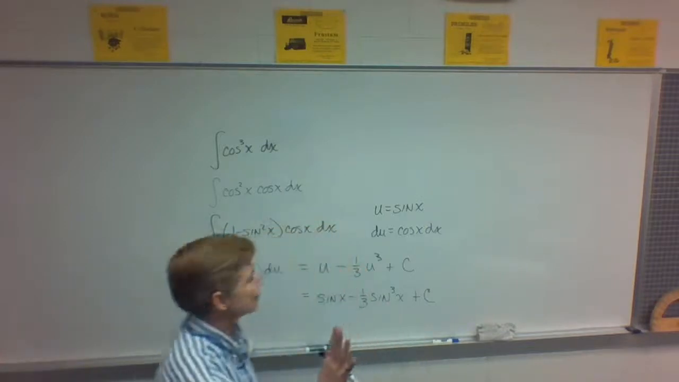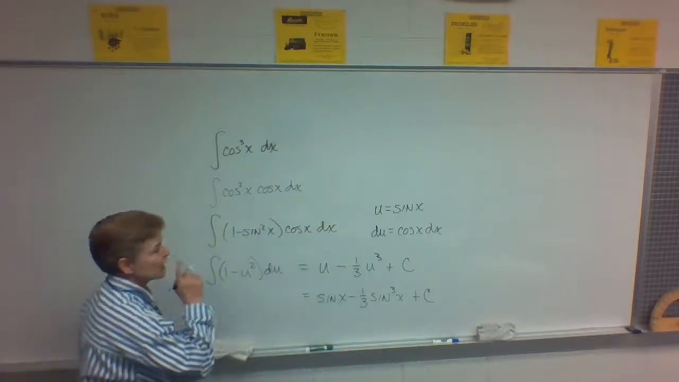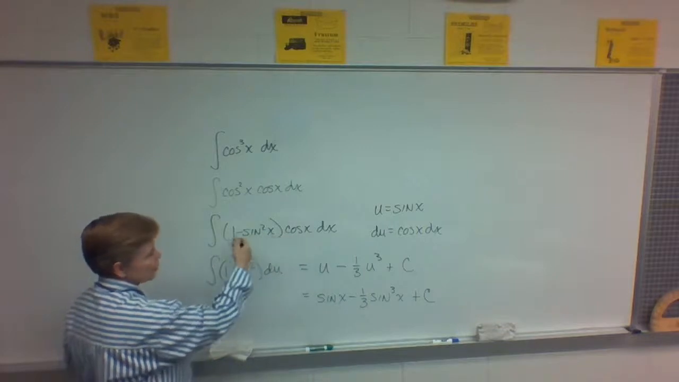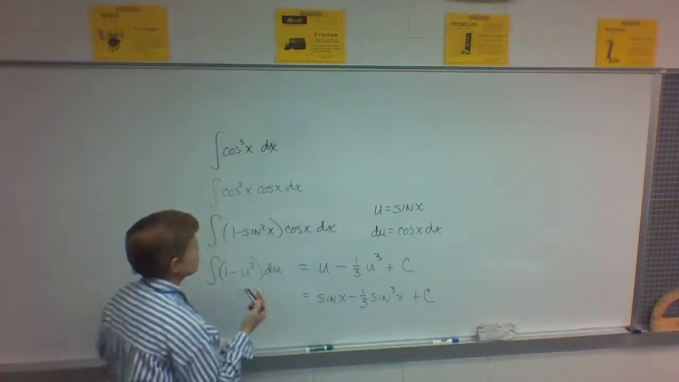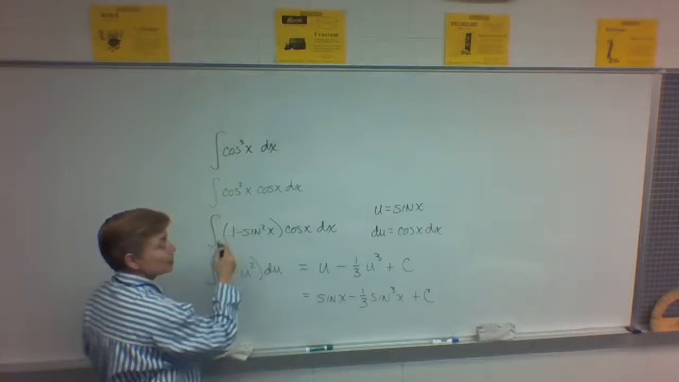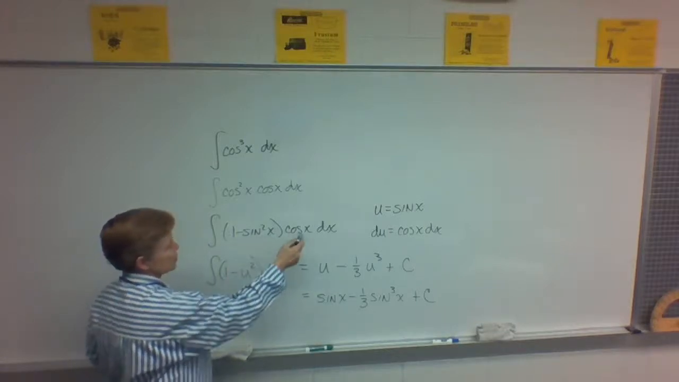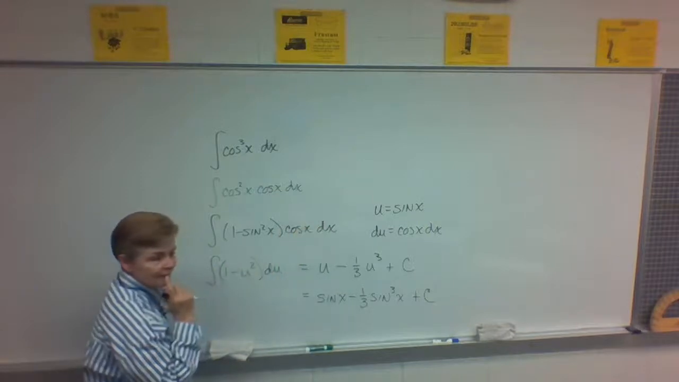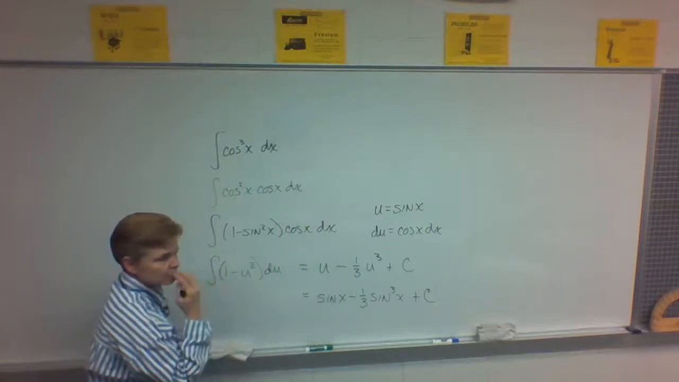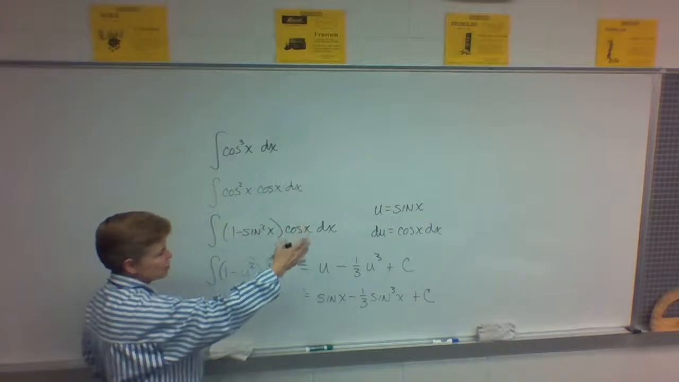Now, just so you understand, had you decided to distribute that cosine before you integrated, it still would have worked out. But you would be integrating cosine, which we already have an antiderivative for. And then you could use the u substitution on sine squared and cosine, just like we did there. So you can distribute, still use the same u substitution, it'll be fine.